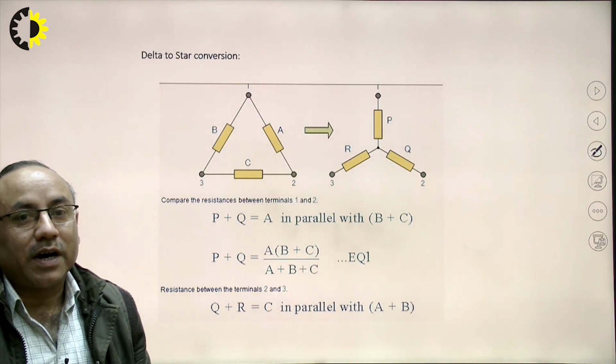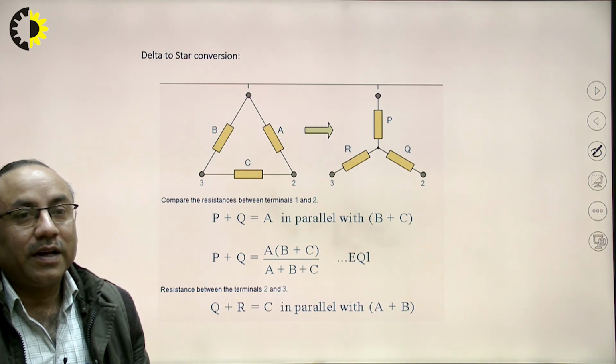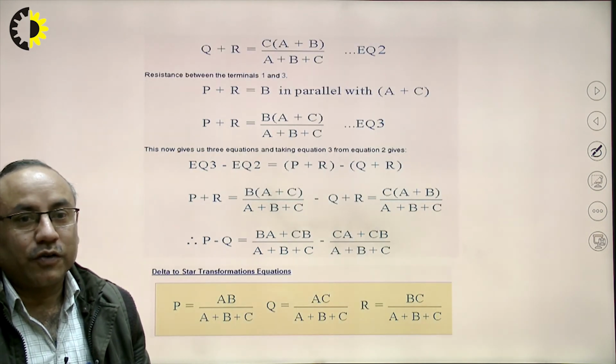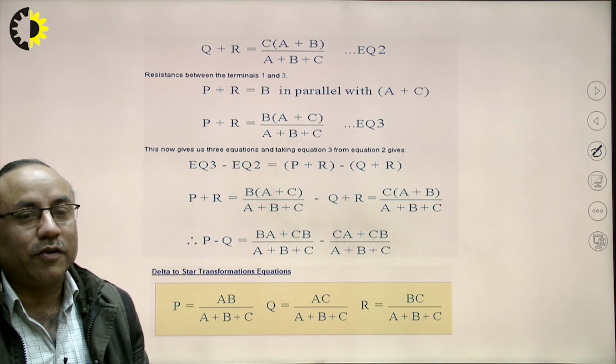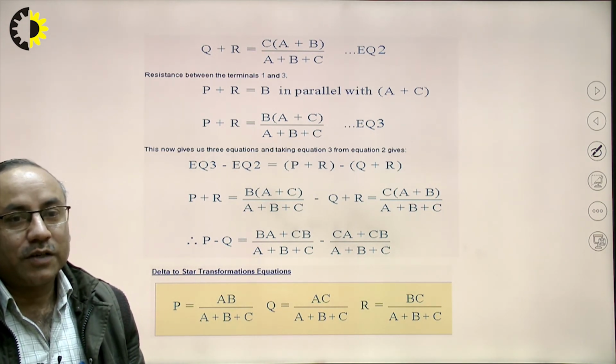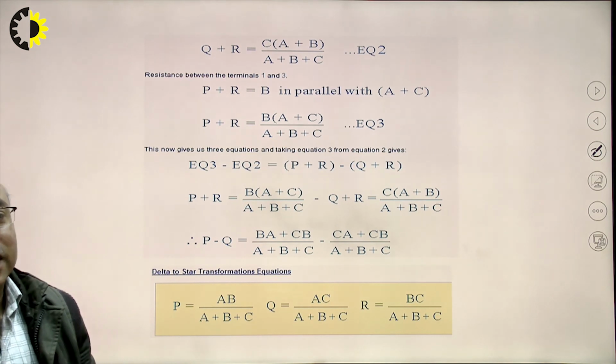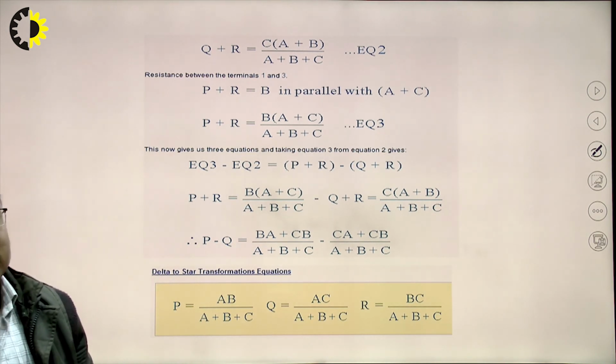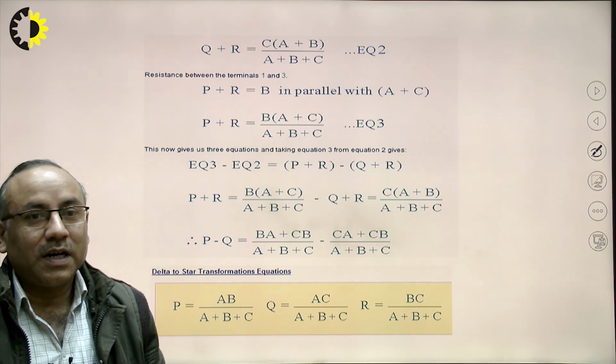and P, Q and R are the equivalent values of the resistances when we are converting the given delta into the equivalent star. So, that way we are obtaining the values of P, Q and R in terms of A, B and C. So, this we call delta to star conversion or delta to star transformation.